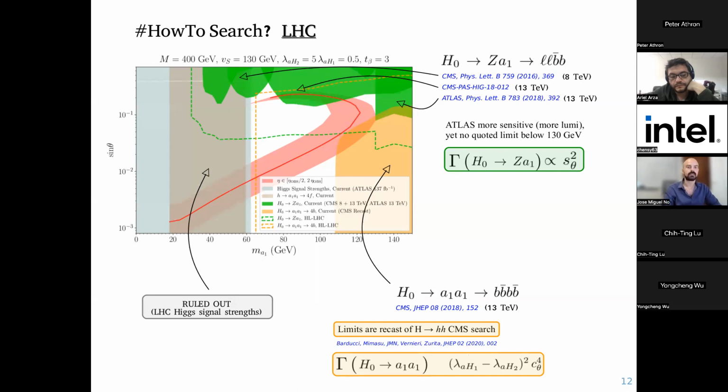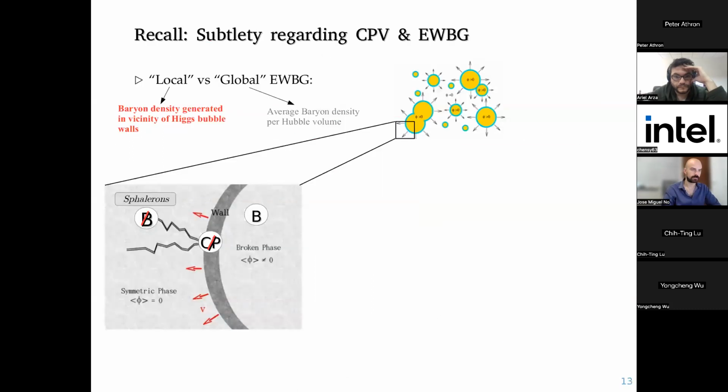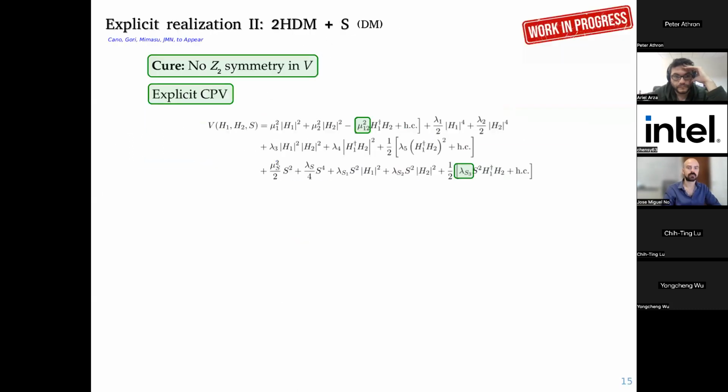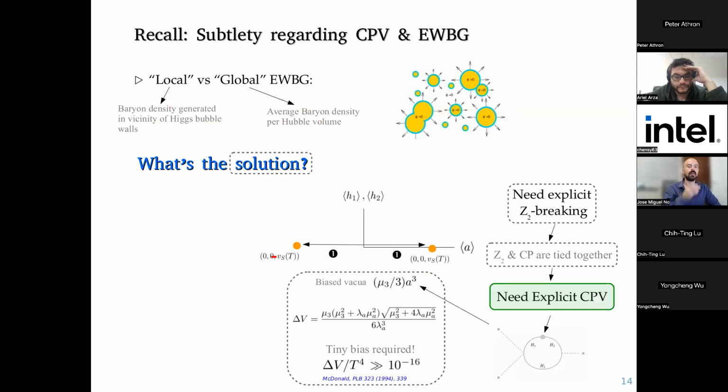Yeah. Okay. And another question: when we introduce a small explicit Z2 breaking term to have global electroweak baryogenesis here, should we have much larger CP violation to generate enough baryon asymmetry? What's left from the two equivalent vacua will be the final observed baryon asymmetry.